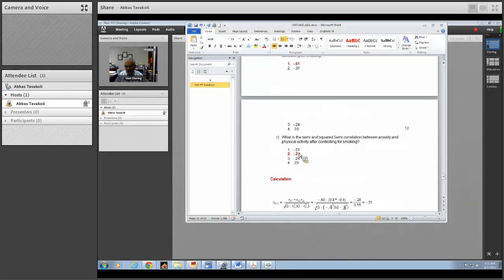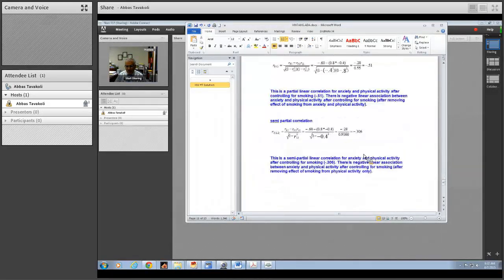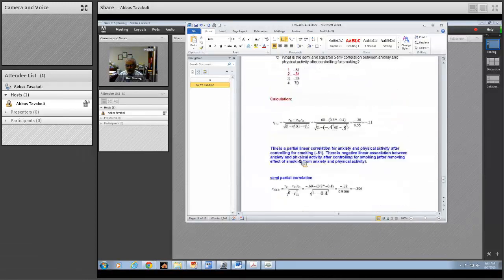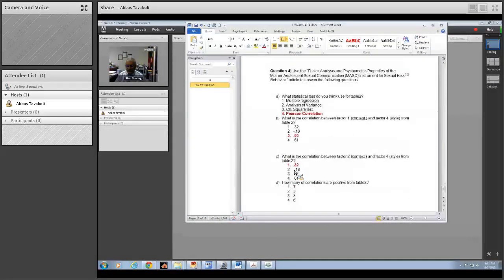And what is the semi-partial? Basically, for the semi-partial, you are just taking the effect of smoking from your independent variable, which was physical activity, not from your outcome. 0.8 was for your outcome. So you get negative 0.30. Again, the same interpretation, but removing smoking from physical activity. So the correct answer was negative 0.31.